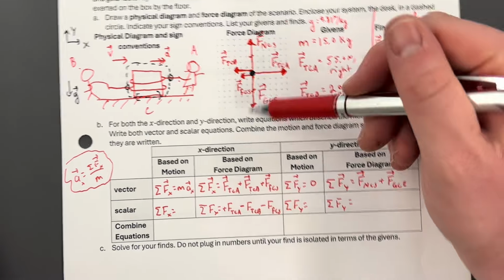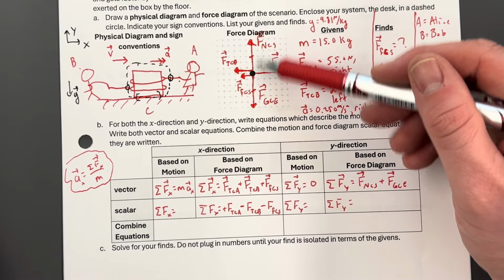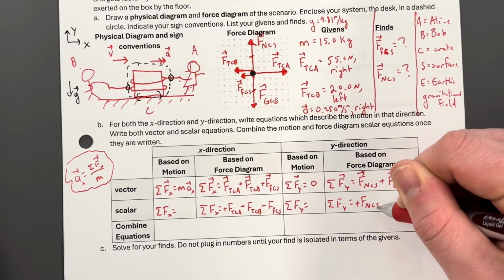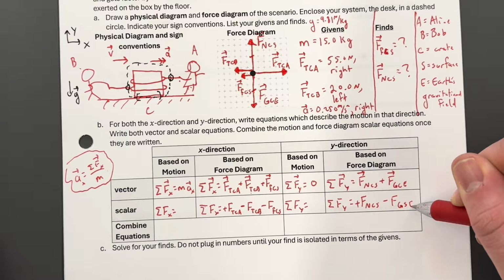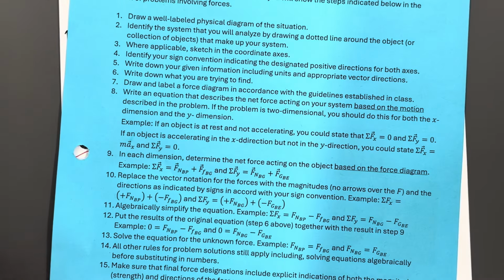Let's do the y direction now, up and down. I chose up as my positive y direction, so this normal force gets a plus in front of it because it points up, and this gravitational force gets a minus in front of it because it points down. So that's the scalar equation. That's actually steps 10, 11, and 12 on this thing all put together.